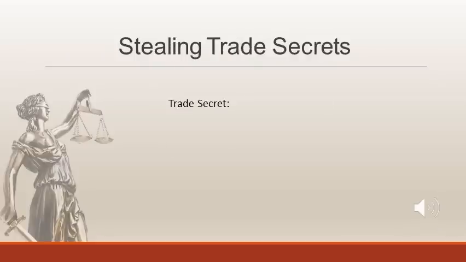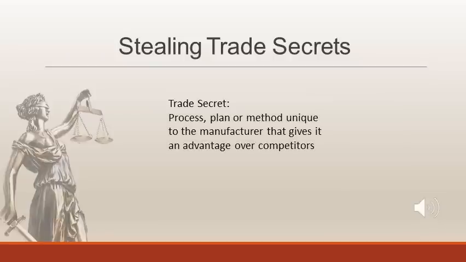Another white-collar crime has to do with trade secrets. So let's begin by defining what a trade secret is. A trade secret is a process, plan, or method unique to the manufacturer that gives it an advantage over competitors. A process, plan, or method that's unique to the manufacturer that gives it that competitive edge.